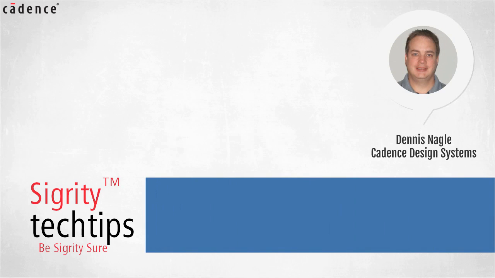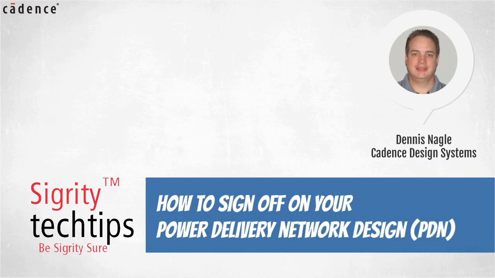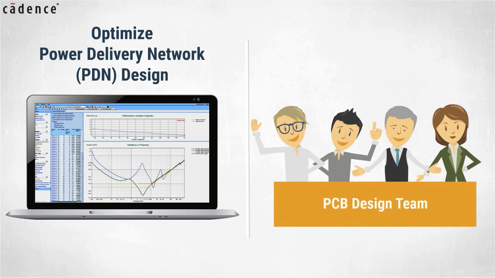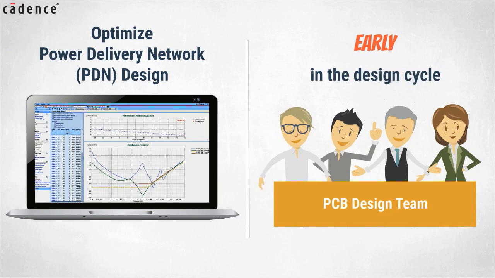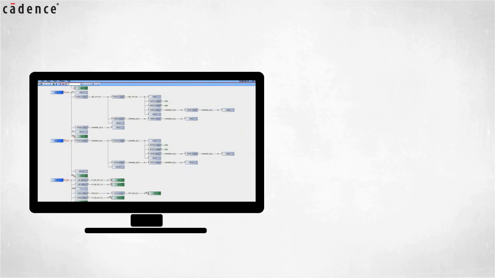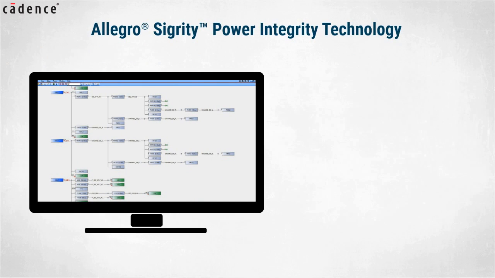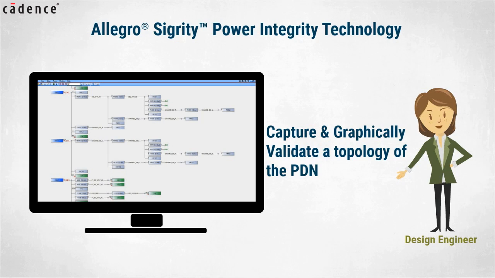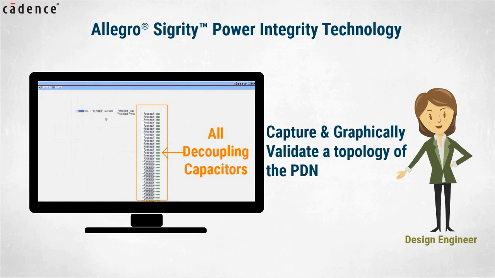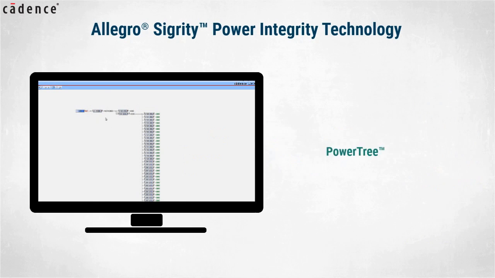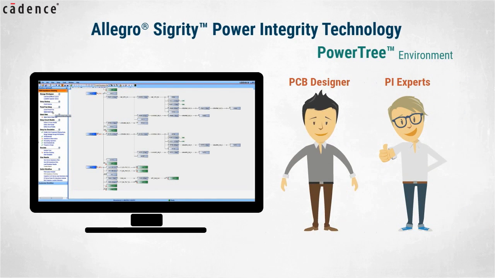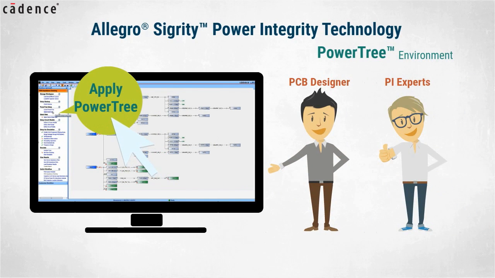Today we bring you another installment of how to sign off on your power delivery network design. Our video today will show you how PCB design teams can optimize the power delivery network design earlier in the design cycle. Utilizing Allegro Sigrity power integrity technology, design engineers can capture and graphically validate a topology of the PDN, including all decoupling capacitors. This topology, or power tree, can be used to store information that allows PI experts and non-experts alike to take advantage of virtual push-button setup for AC analysis later in the design cycle.